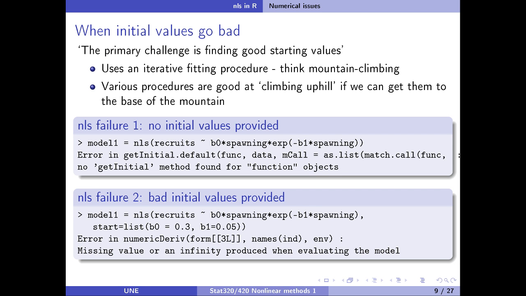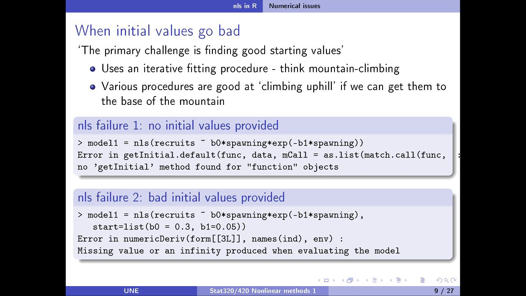Okay, so the big challenge is often finding a way around numerical issues, which is really basically finding good initial values. So on the last slide, I said the primary challenge is finding good starting values. NLS uses an iterative fitting procedure. It's essentially a mountain climbing procedure. You're on a mountain, you want to get to the top, you figure, okay, well, I know which way is uphill, so I'll start walking uphill. And if I keep walking uphill, eventually I should get to the top.